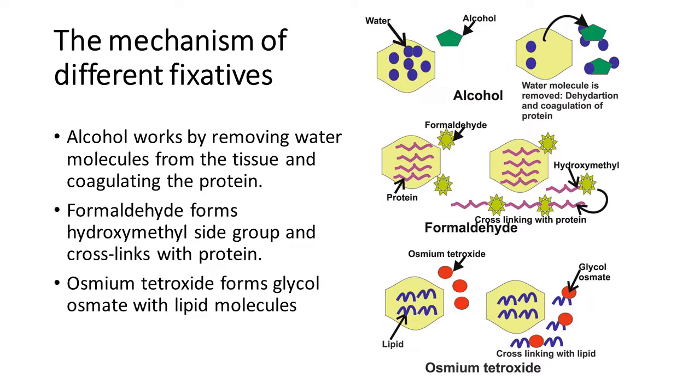So the mechanism of the different fixatives. First one, alcohol works by removing water from the tissues and coagulating the protein. This is how alcohol fixes the tissues. Second one, formaldehyde. It forms hydroxymethyl side groups and cross-links with the protein. Osmium tetroxide forms glycol osmate with the lipid molecule. So alcohol and formaldehyde react with the protein, but osmium tetroxide reacts with the lipid molecule.